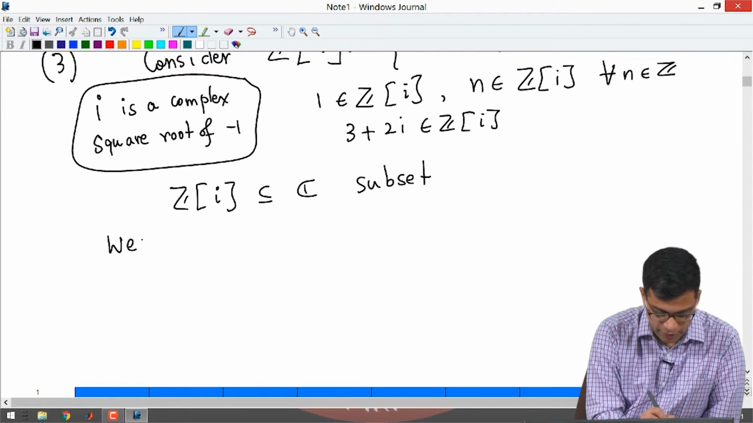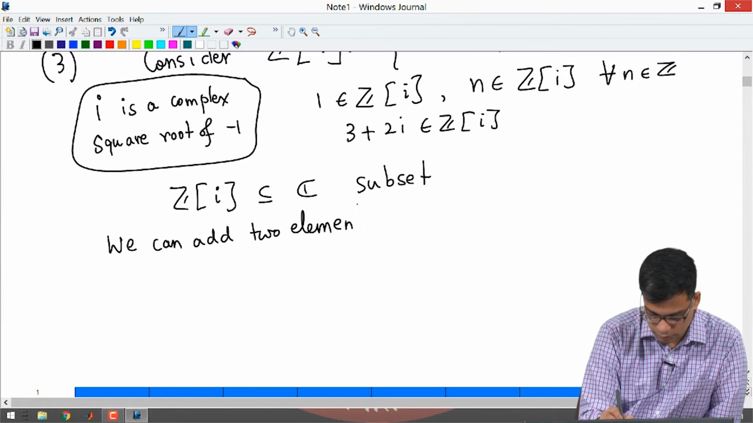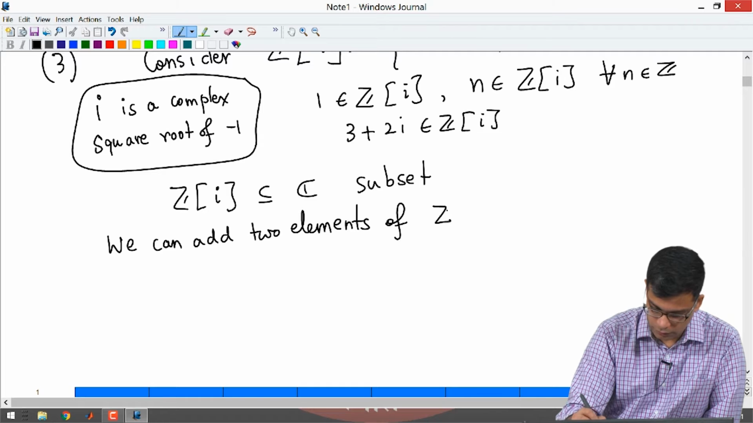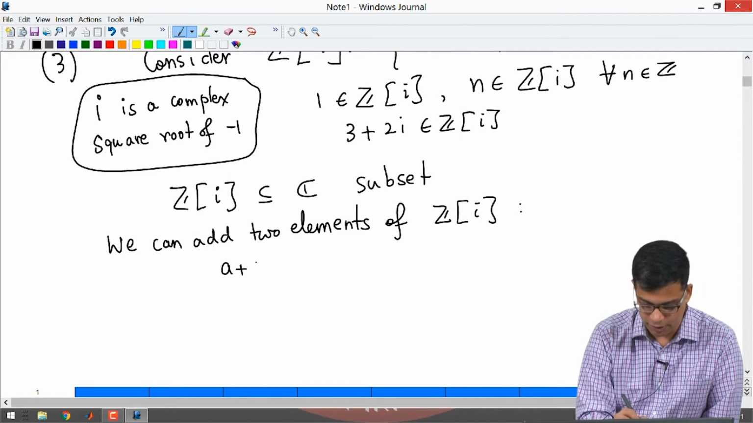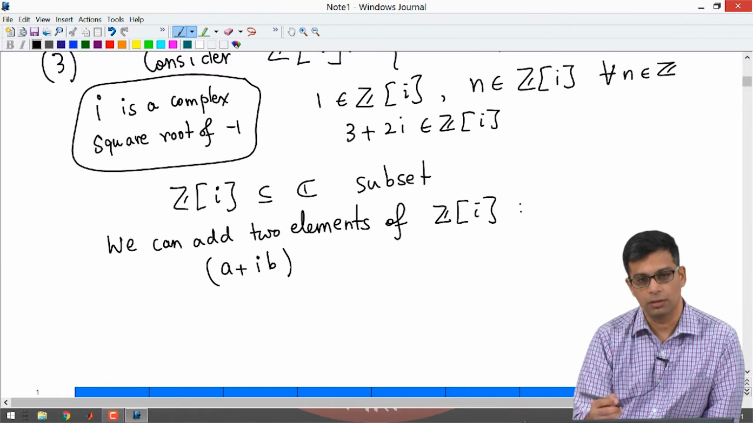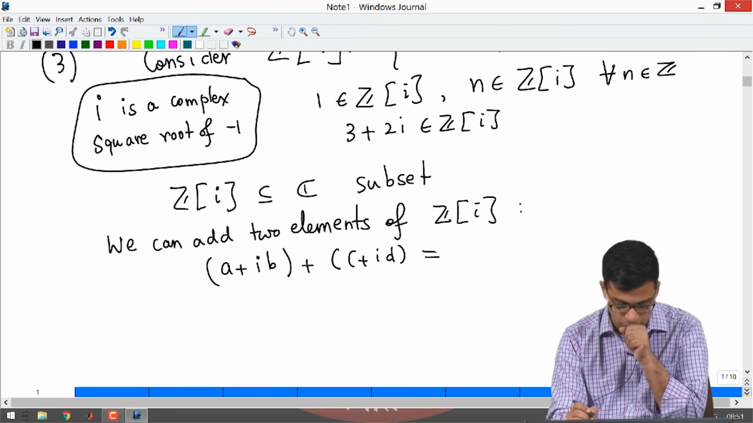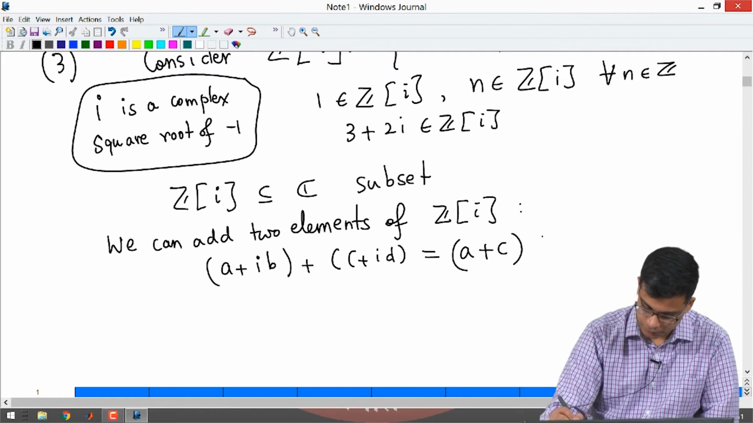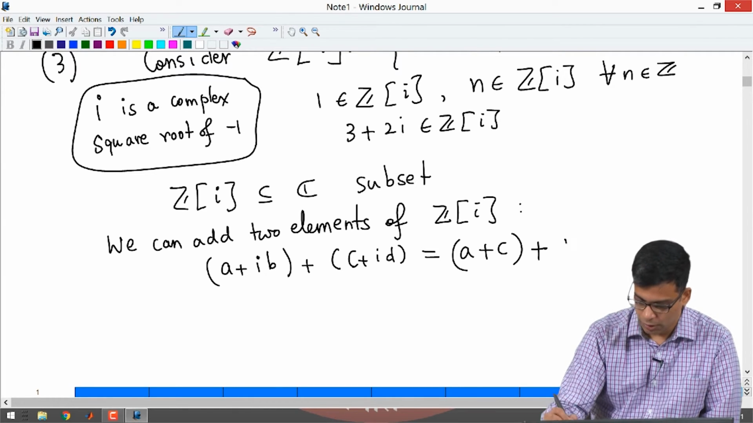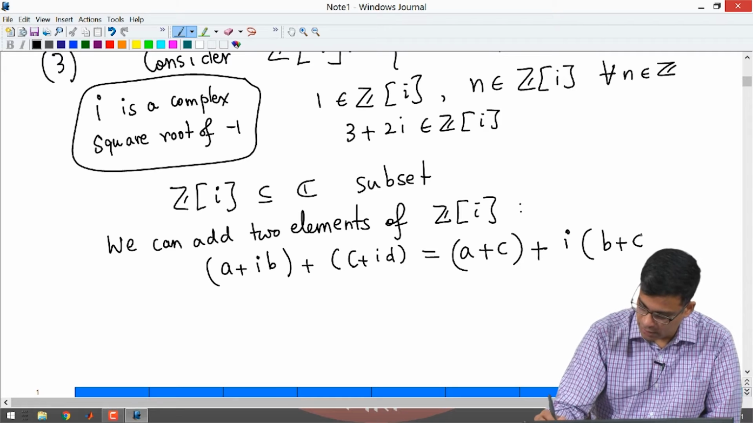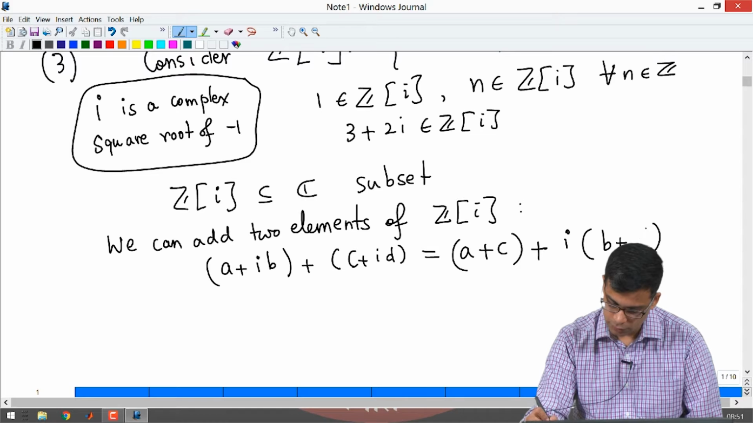So, we can add two elements of Z[i]. There is an obvious addition, just like you add them as if they are complex numbers. If you have c plus id and a plus ib, you add them and you get (a plus c) plus i(b plus d). You first add the real parts, so to speak, and then you add the imaginary parts.